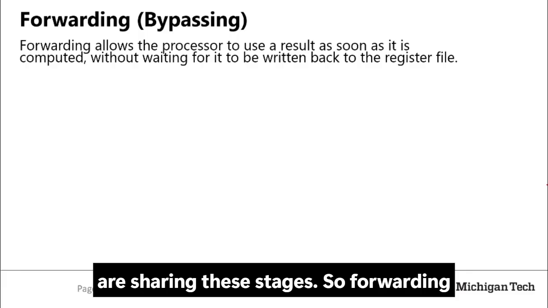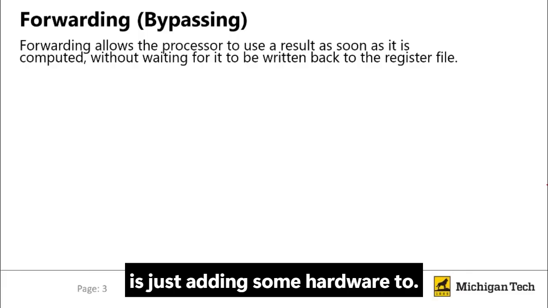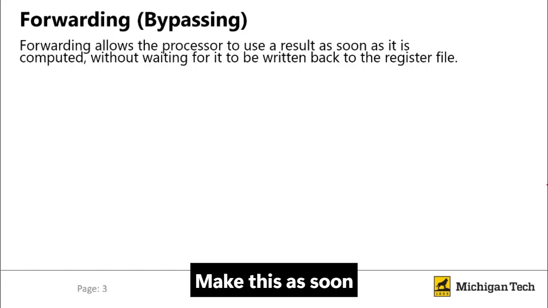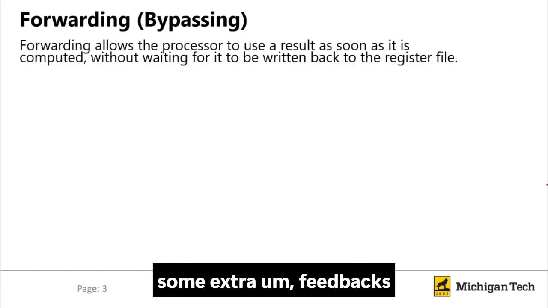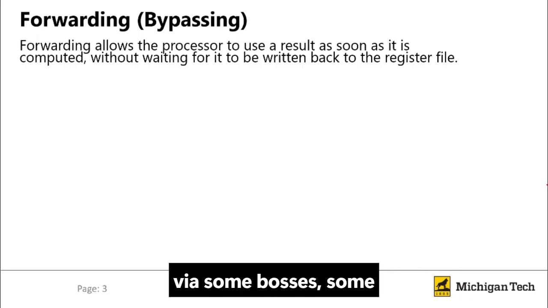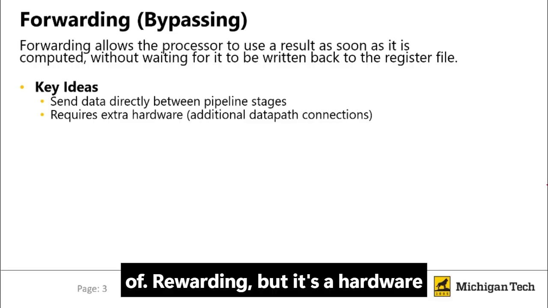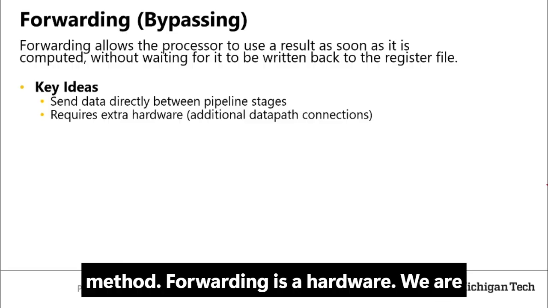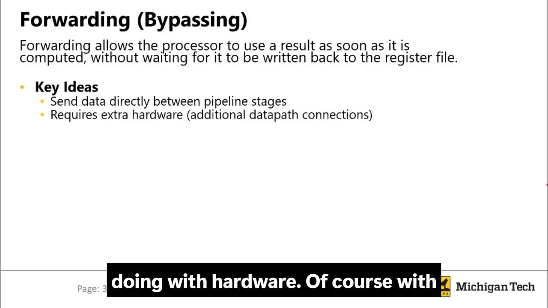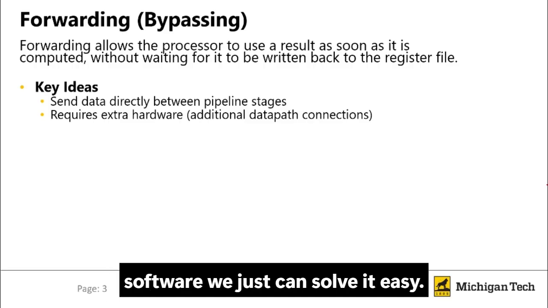So forwarding is just adding some hardware to make this available as soon as possible. We make some extra feedbacks, we have some buses, some cables, some bypasses to use that information as soon as possible. We have different types of forwarding, but it's a hardware method. Forwarding is hardware. We are doing it with hardware. Of course, with software, we can also solve it easily.